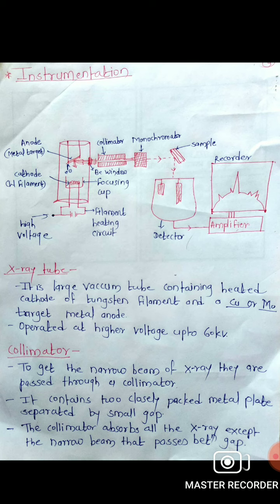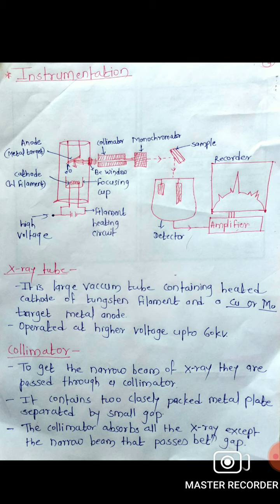This X-ray radiation passes through the beryllium window towards the collimator. What is the function of the collimator? It gives a narrow beam of X-ray. This collimator passes only the narrow beam of X-ray radiation, and the other stray X-ray radiation is absorbed by the collimator. Then this narrow beam of X-ray passes towards the monochromator.